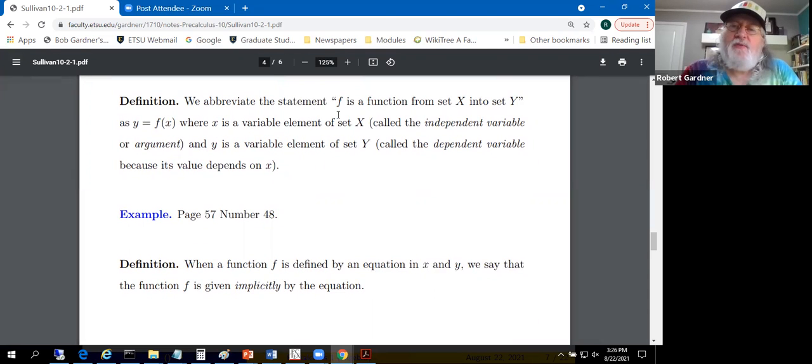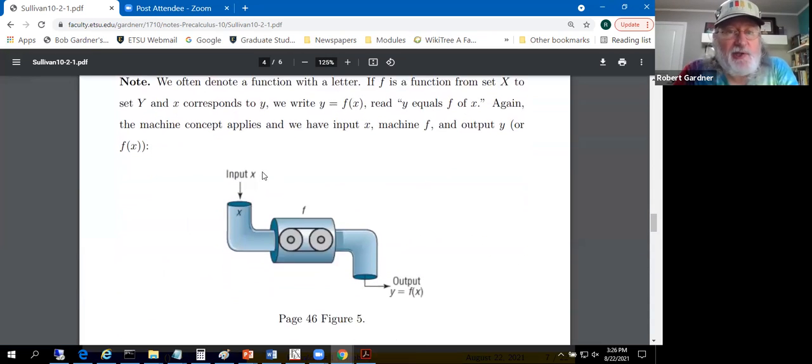Definition. We abbreviate the statement, f is a function from set x into set y as y equals f of x, where x is a variable element of set x called the independent variable, and y is a variable of set y called a dependent variable. It depends on x. Independent, dependent variables, we'll use these a little bit. This terminology we probably won't see a lot of. We'll simply have x values and y values, input values and output values, right? Thinking about the machine, input values and output values. That's how functions work.